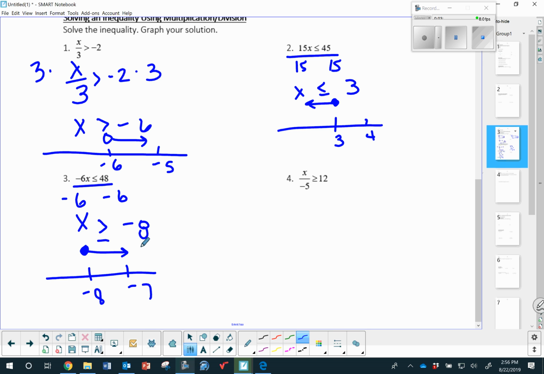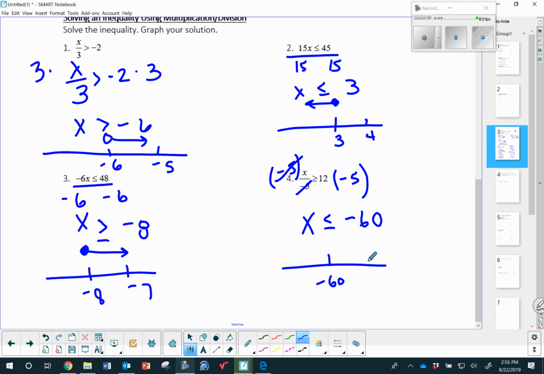Again, if you multiply by a negative or divide by a negative, you switch your sign. So I'm going to multiply each side by negative 5 to isolate that x. When I do that, my negative 5s will cancel. I'm still left with x. Switch my sign, negative 60. X is less than or equal to negative 60. I'm going to graph it. Closed circle. The arrow points to the left.